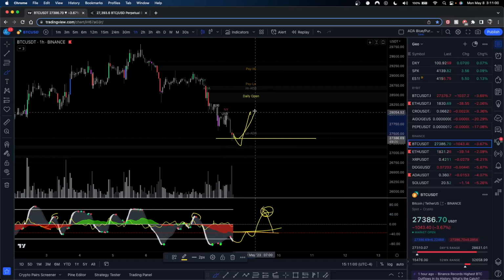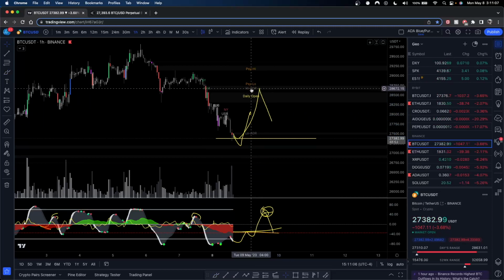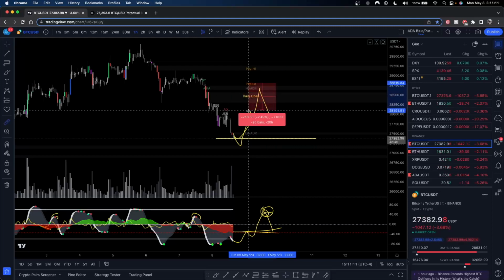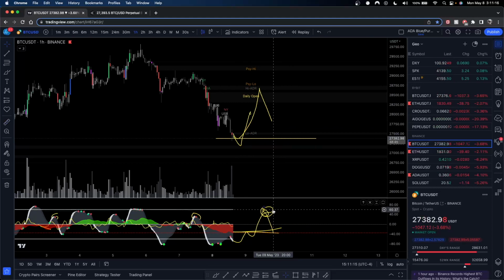So you can imagine something like this. Let's just say we come up and grab this liquidity and then we come back down. And just hypothetically, we can come back in hindsight and look at if this plays out. But you could maybe get a 3% move there just based on the hourly time frame.